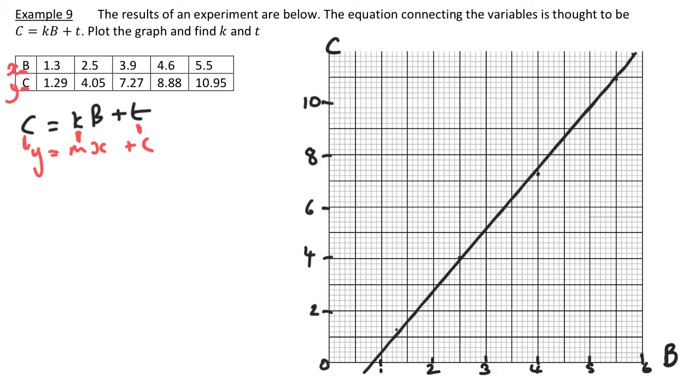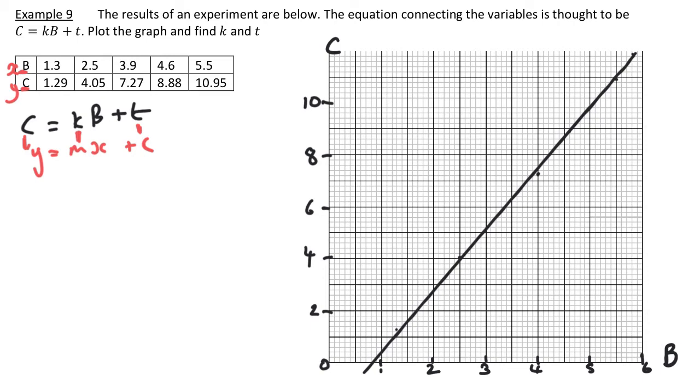The points were 1.3, 1.29; 2.5, 4.05; 3.9, 7.27; 4.6, 8.88; and 5.5, 10.95. And I've drawn a straight line through as many points as I could. I tried to get the best straight line.